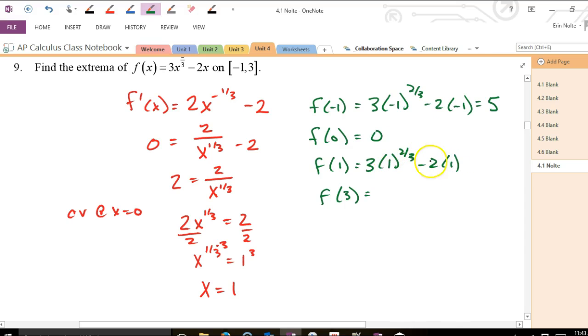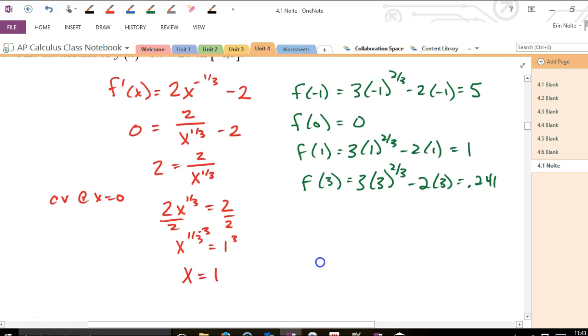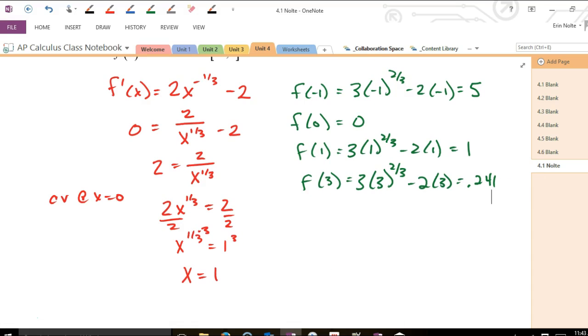We plug 1 in. That's going to give us 1 to the 2/3 is 1. 1 times 3 is 3. 3 minus 2, 1. And then when I do 3, oh, this one's going to get yucky. 2.41, okay. Yeah, because that one turns out to be the cube root of 9, which I'm going to let you calculate.